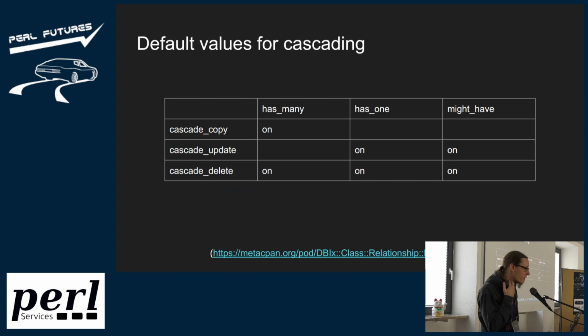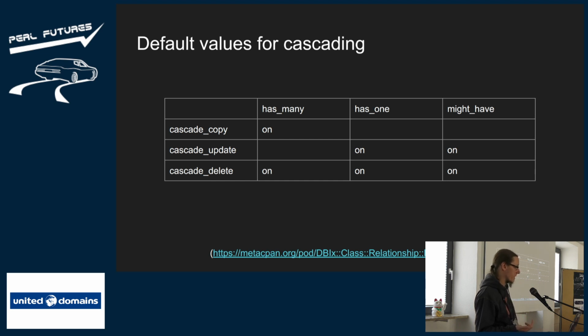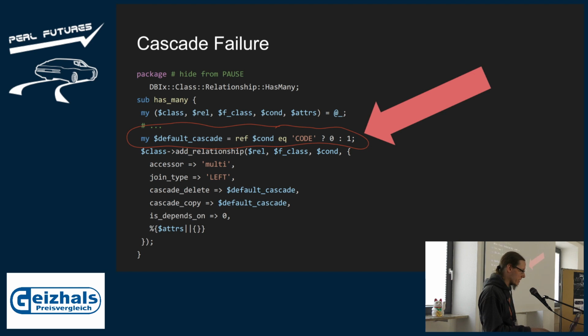So after a bit of digging, we found the default values. They're documented in DBIx::Class::Relationship::Base. Has many has cascade copy and cascade delete. Has one has cascade update and cascade delete. And might have has cascade update and cascade delete, and not the others. Obviously, sometimes you have to read the docs. Now we have a cascade failure.